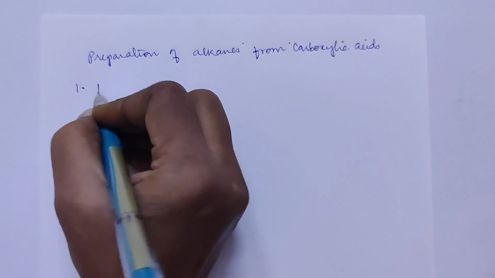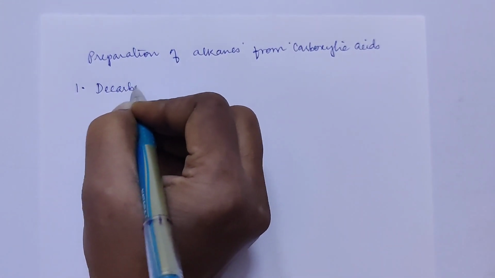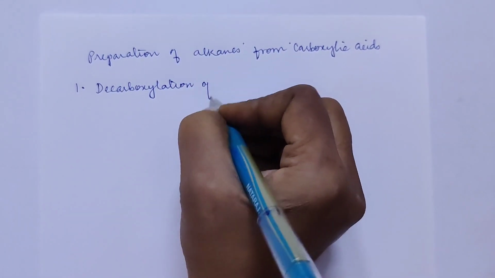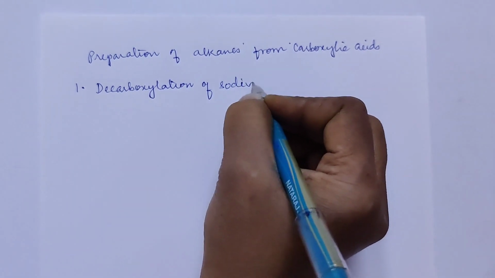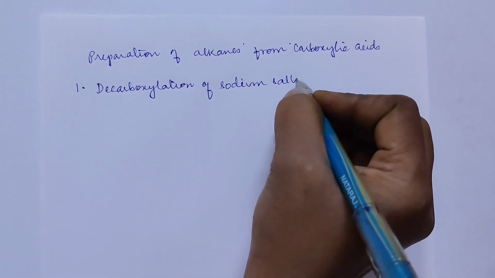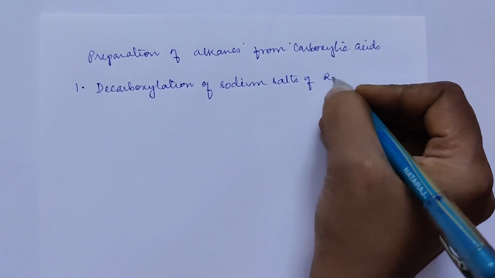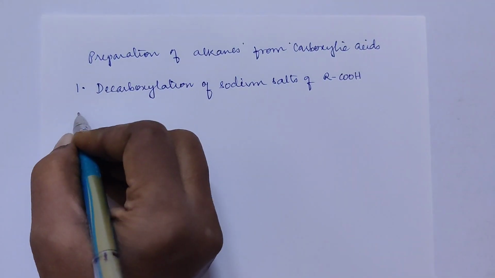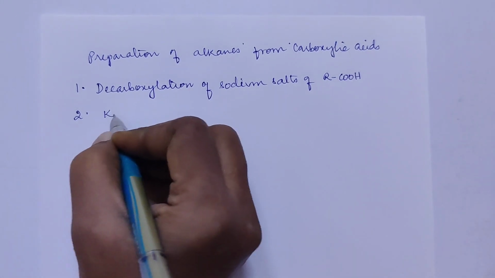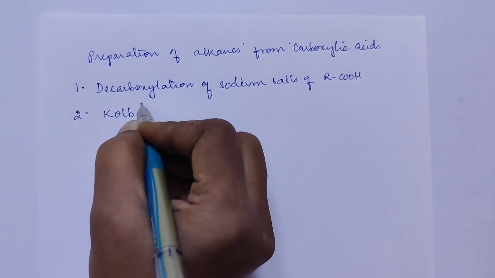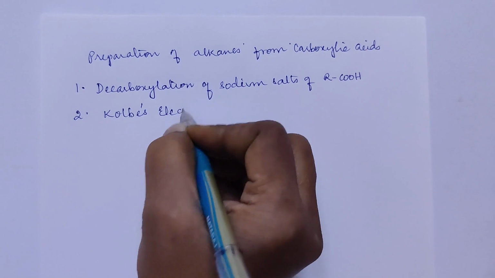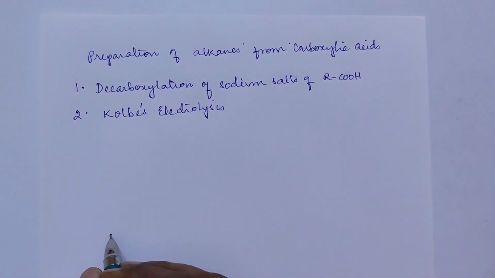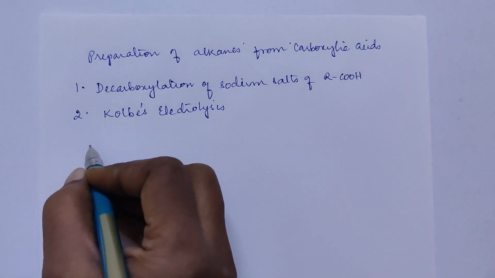The first one is decarboxylation of sodium salts of carboxylic acids. RCOOH is the general formula of carboxylic acid. And the second one is the named reaction, that is Kolbe's electrolysis.